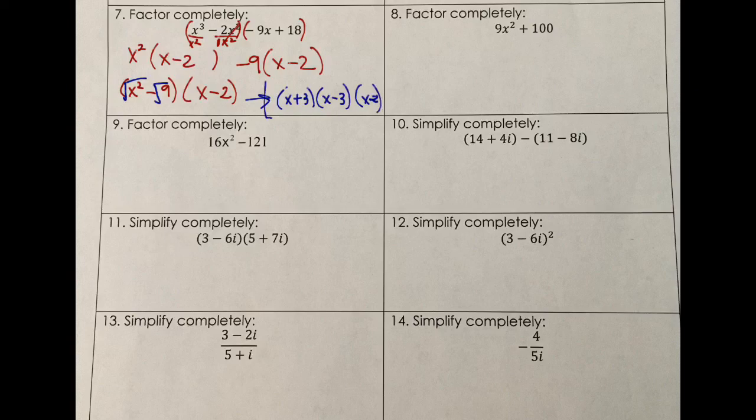And that is your answer. Let's look at number 8 because that is different. This is a sum of 2 squares. I think we did one on the other page, but let's do this again. Is there a GCF? Does 9 go evenly into 100?